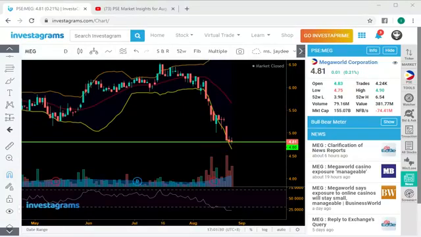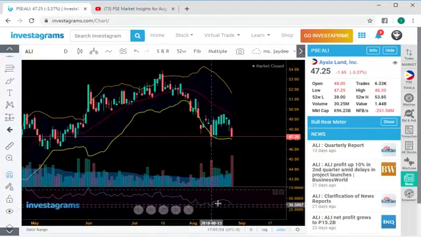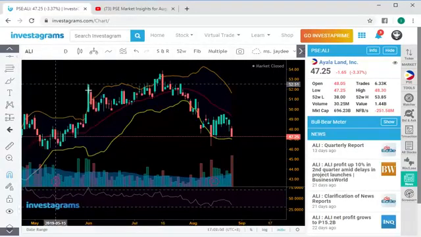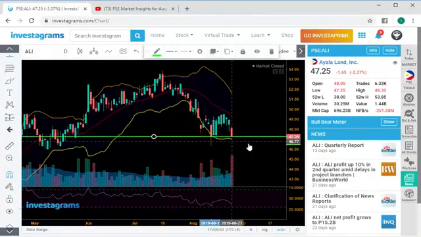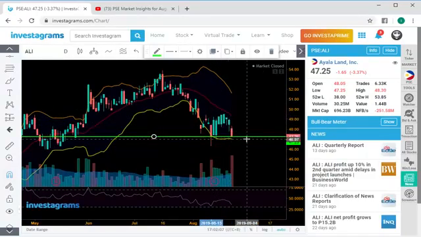Next one is Ali. For Ali, okay, I'm thinking it will still consolidate in the area where it is right now. Okay, so we moved up here, and then hopefully it builds, or it gives us a support around this level.